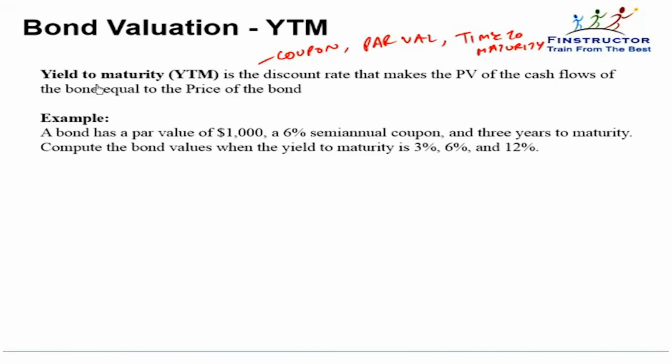Another very important calculation is the calculation of the yield to maturity. The yield to maturity for a bond is defined as the discount rate that makes the present value of all cash flows of a bond equal to the price of the bond. So if a bond has a par value of $1,000, a 6% semi-annual coupon, and 3 years to maturity, compute the bond values when the yield to maturity is 3%, 6%, and 12%.